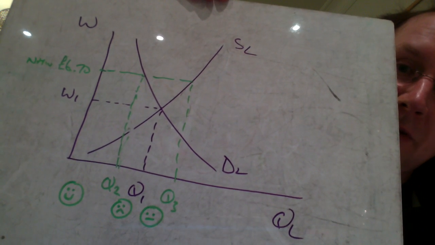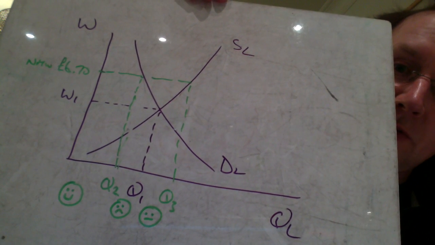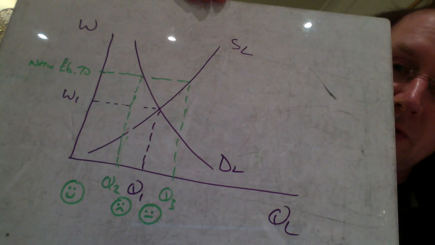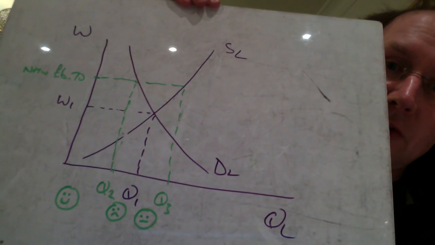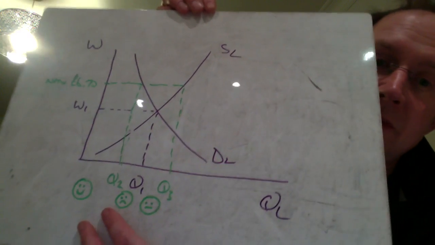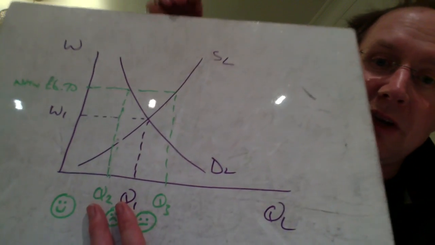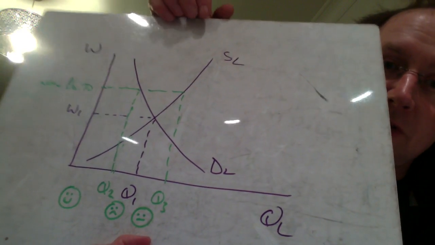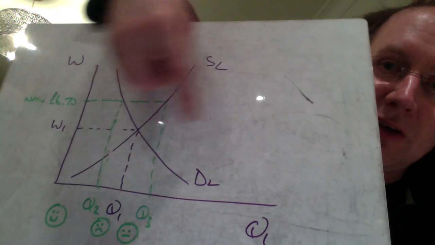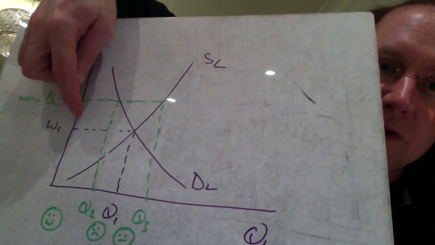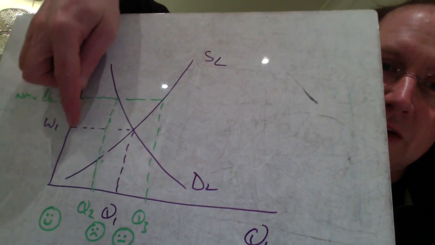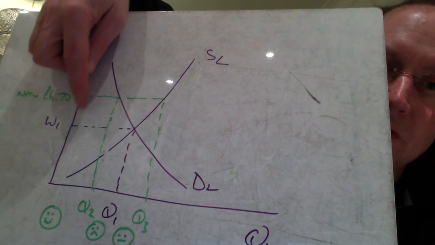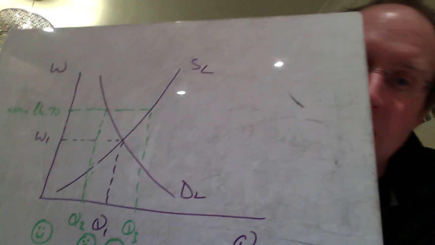Those people are very unhappy, because they used to have a job paying W1, and now they don't have a job at all, so they're unemployed. On the other hand, the people up to Q2 are pretty happy. They've still got their jobs, but now they're very unhappy because I put my finger over their heads. But now, they've got an increase. That box there shows the increase in their wages. Each one of those workers has a higher wage than they did before.